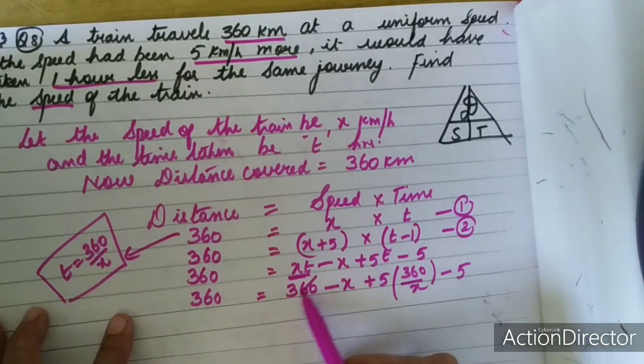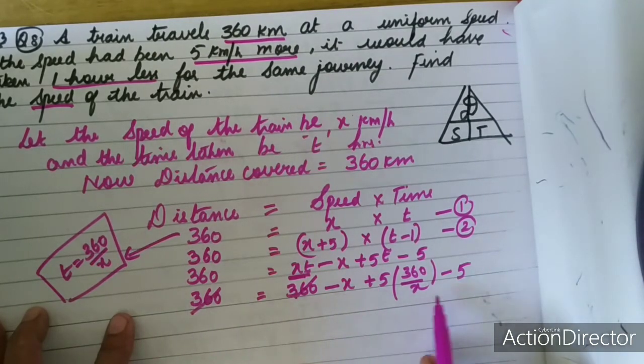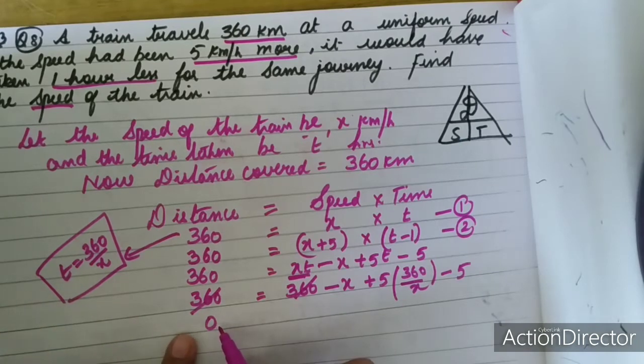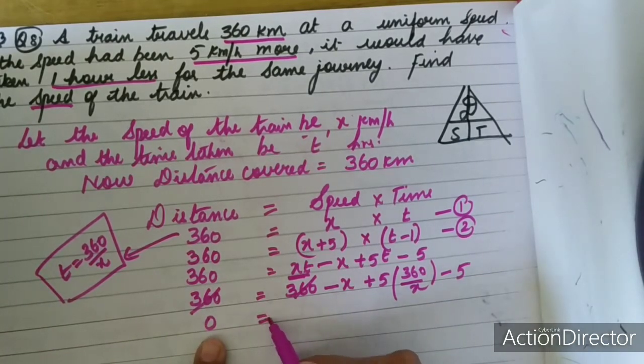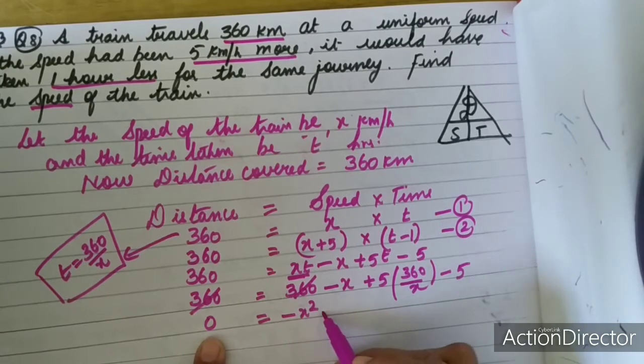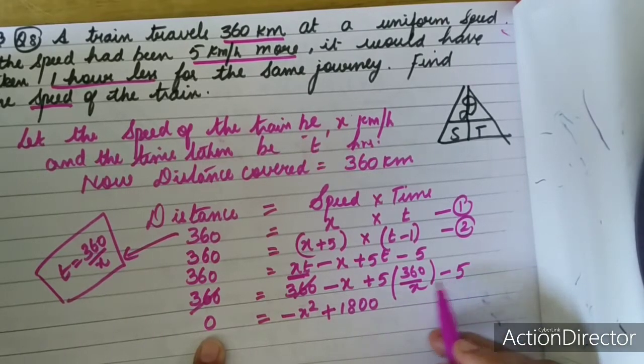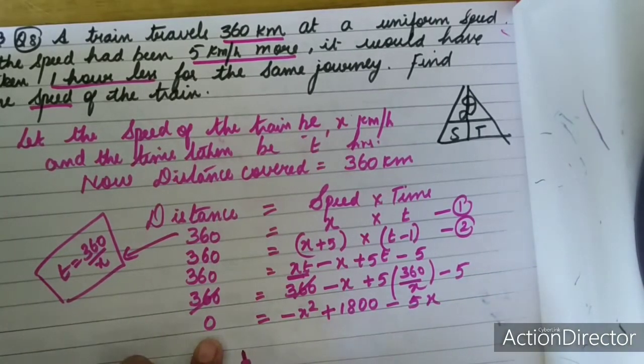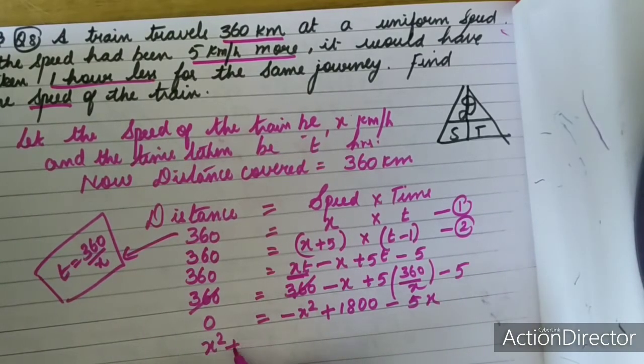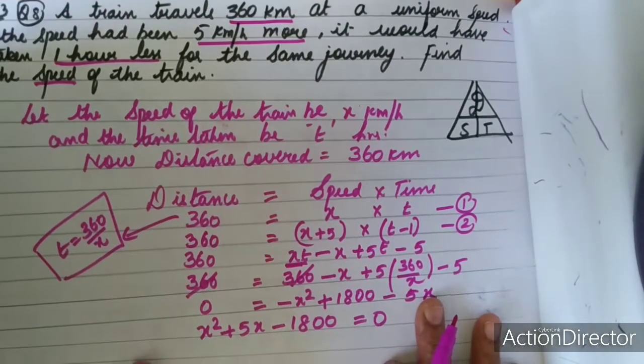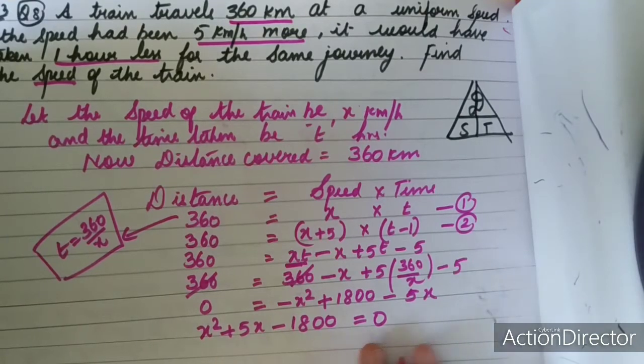After this it's very easy, you can cancel 360 and 360. Next you can take the LCM over here. So 0, don't write 1 over here, you have to put 0. 0 is equal to, taking the LCM, minus x square plus 5 into 360 will be 1800 and minus 5 into x will be minus 5x. By rearranging we are getting x square plus 5x minus 1800 equal to 0. Now you can solve this equation by factorization method or by using quadratic formula, any method, to find out the speed of the train.